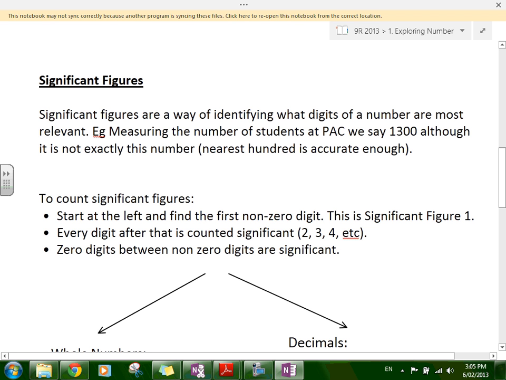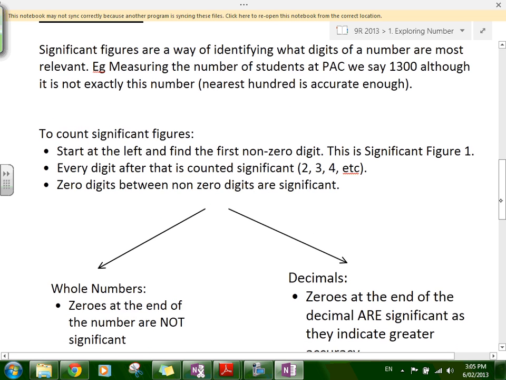Every digit after that, if it's non-zero especially, but also if it's 0 between non-zero digits, is counted as significant. So you have 1 is the first one, and then you just count along. That's your second significant figure, third significant figure, fourth, etc. Zeros between non-zero digits are counted as significant because they hold a place. It's an important piece of information.